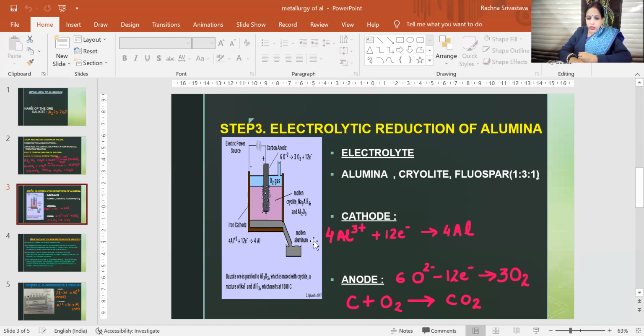Some part of the oxygen reacts with the carbon anode and forms carbon dioxide, because nothing is 100% complete. Some part is left unreacted, and that leftover oxygen, which is not able to escape, reacts with carbon and forms carbon dioxide. Now we come to the next.